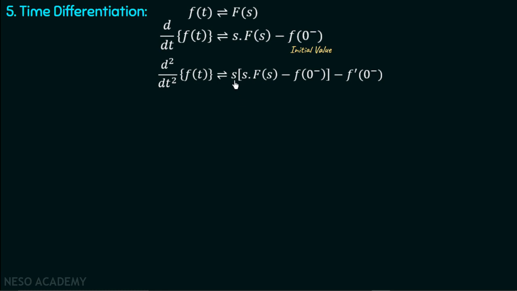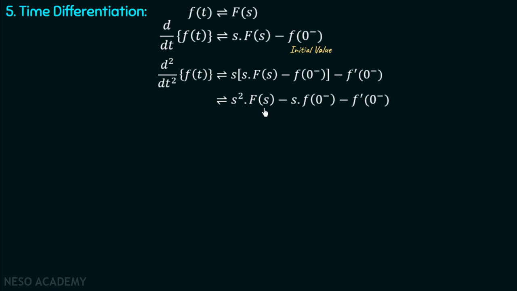Now if I multiply this s with this factor, we will get s square multiplied F of s minus s multiplied f of 0 minus, minus f prime of 0 minus. And this is the Laplace transform of the second order derivative of f of t. So whenever we differentiate a function in the time domain, then by the time differentiation property, its Laplace transform will be multiplied with s, and its initial value will be subtracted. So now we are done with the explanation of the time differentiation property.